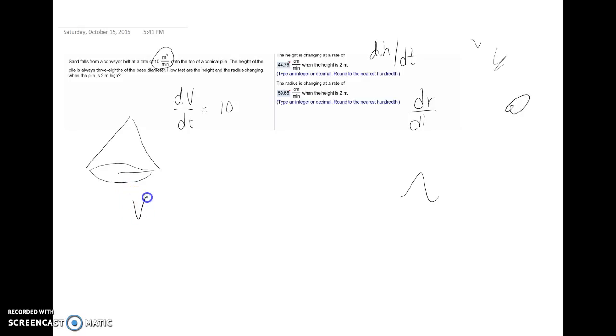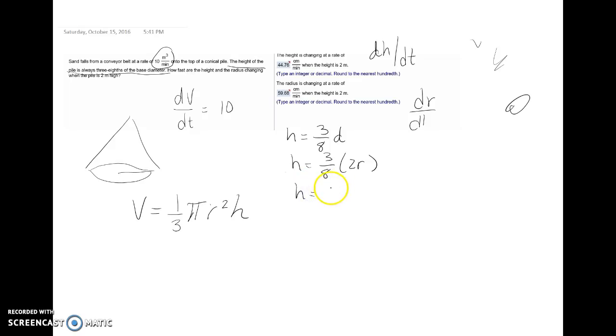So I gave you that the volume of a cone is 1/3 pi r squared h. Now we're also told in this problem that the height of the pile is always 3/8 the base diameter. So kind of off the side, we're going to say height is always 3/8 diameter. Now diameter is equal to 2r, so we're going to plug that in: 2 times the radius.